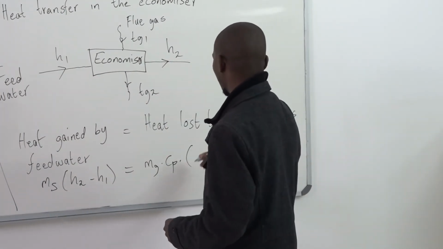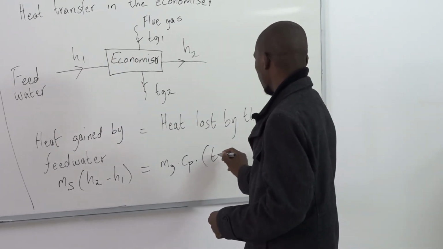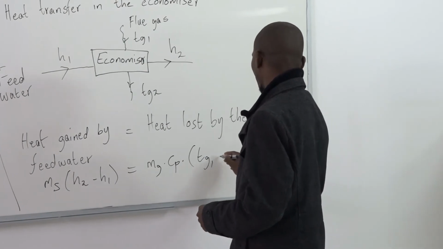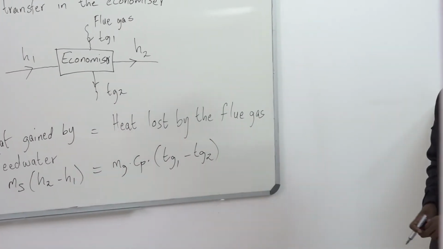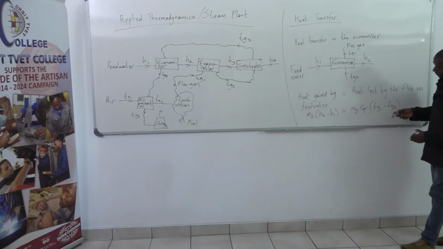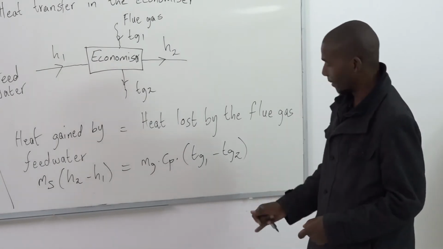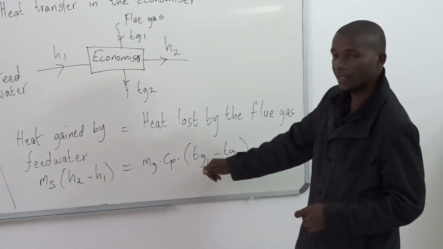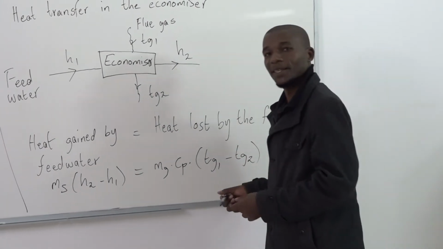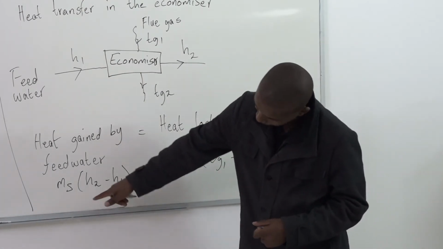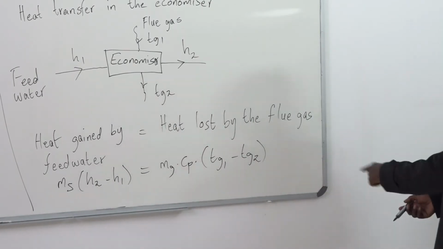The change in temperature of the flue gas, in fact, it would be the initial temperature of the flue gas, TG1, minus the final temperature of the flue gas. Why initial minus final? In most cases, for the change in temperature, they say final minus initial. But in this case, I've written it as initial minus final because the initial temperature is greater than the final temperature. In order to make this equation positive on the right-hand side and also positive on the left-hand side, that's why I've written initial minus final, not final minus initial.